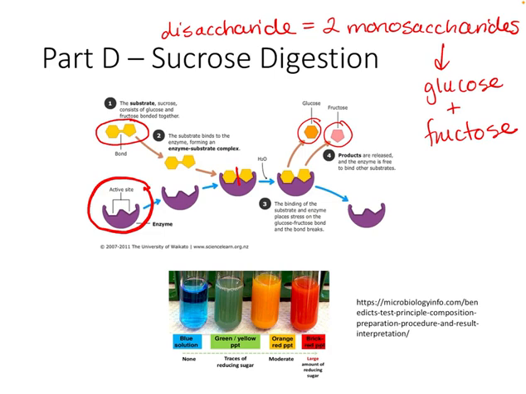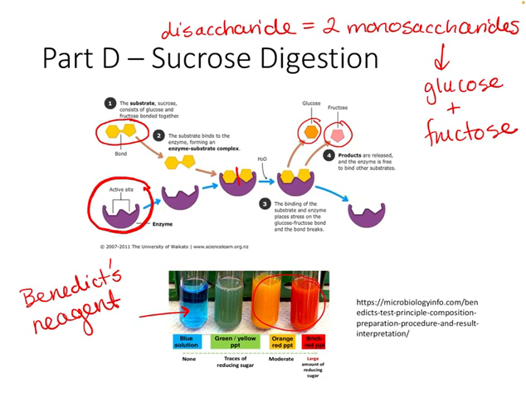Now, to test that the enzymes actually broke sucrose apart, we're going to use Benedict's reagent. Now, remember, Benedict's reagent oxidizes monosaccharides like glucose and fructose, which are reducing sugars. So down below, I have a familiar picture that we've seen before. So Benedict's reagent is normally blue on its own, but if it reacts with a reducing sugar, it will turn orange or red, especially if there are large amounts of that reducing sugar.